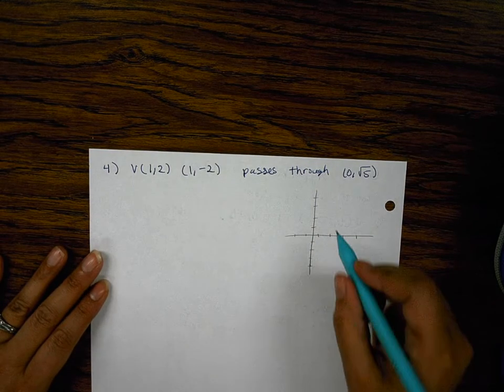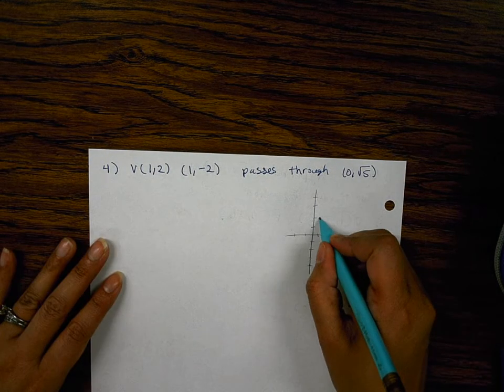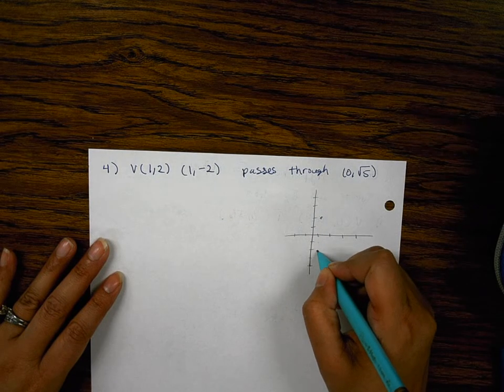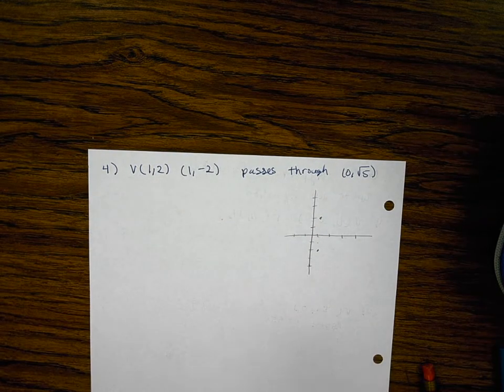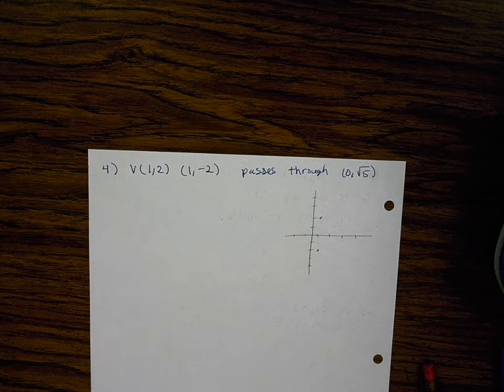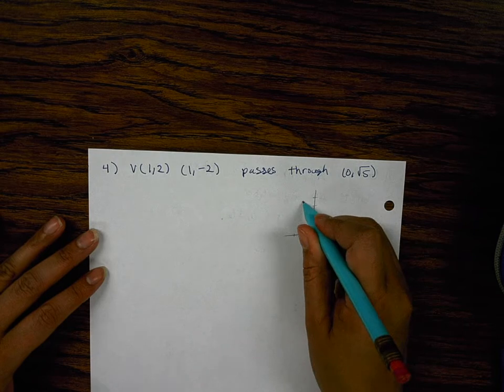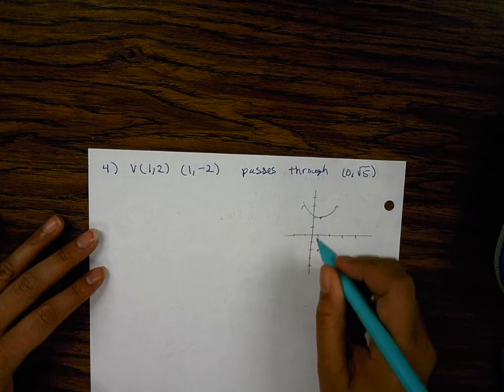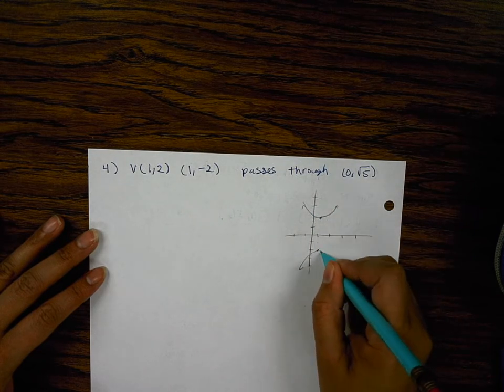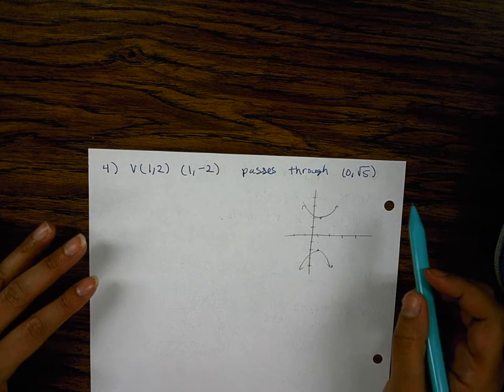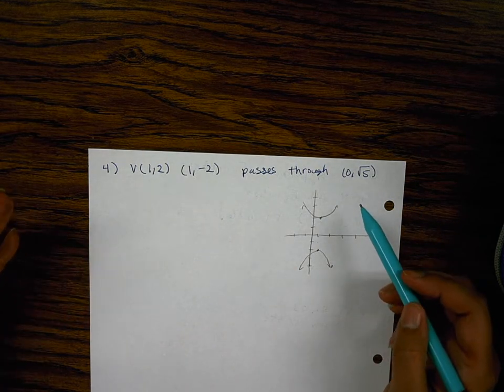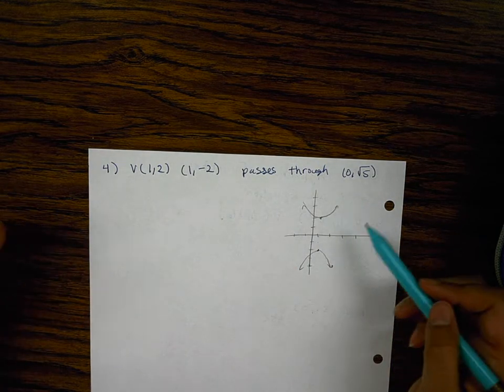Okay, 1, 2, and 1, -2. So plot your vertices. Now, they did not give us any foci, but that's okay. Because just by knowing the vertices are going up and down, I know my hyperbola is opening up and down. I don't need the foci to tell me that. On this particular problem on a test, they will have to tell you that it's a hyperbola because there's not enough information to know that.